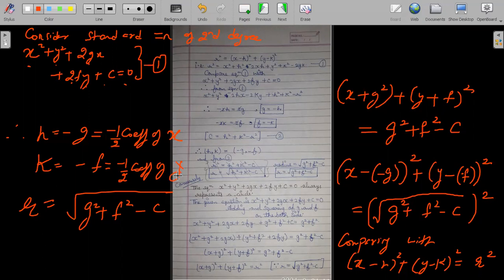And what is r? That is the reason I say कि आप minus g लिखो या plus g लिखो, because square हो रहा है r में, so that will not make a difference. So r is under root of g square plus f square minus c. C is the constant term. Beta, is it clear?